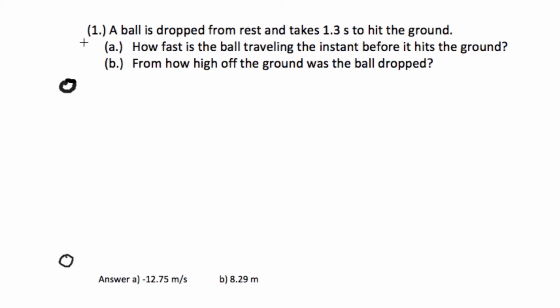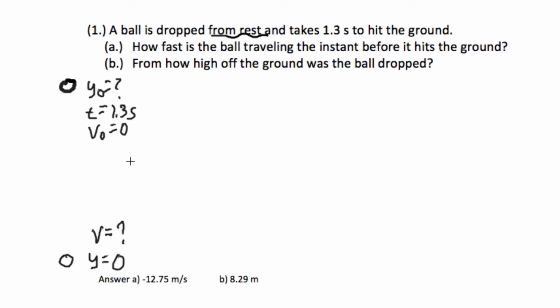And what I want to do is actually label a few letters here. So first, we have an initial height that's unknown. We know the final height is the ground, which is 0. We know that it takes 1.3 seconds to hit the ground. We know that its initial speed is 0 because it's dropped from rest. We do not know what the final velocity is. And for our acceleration, that's going to be g, and that's going to be equal to negative 9.81 meters per second squared.